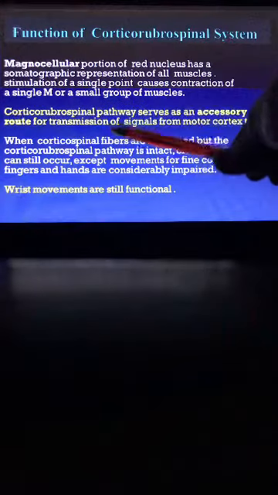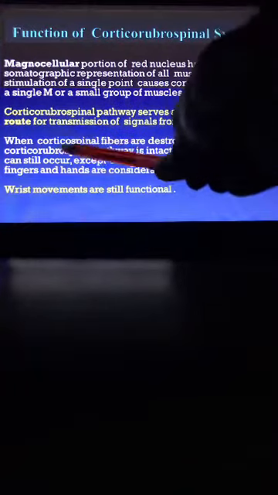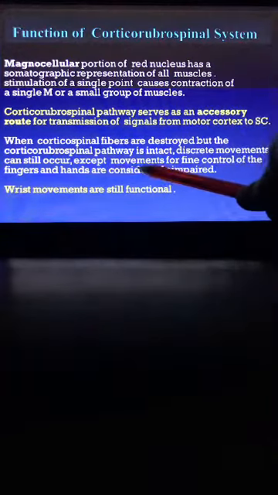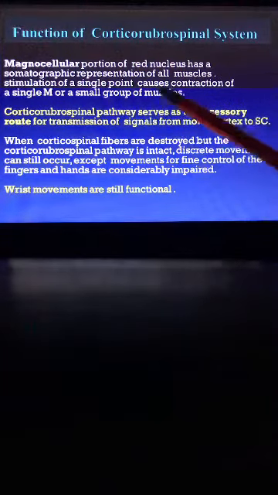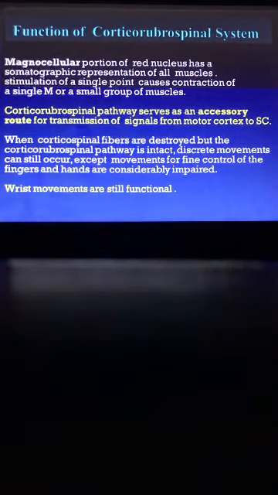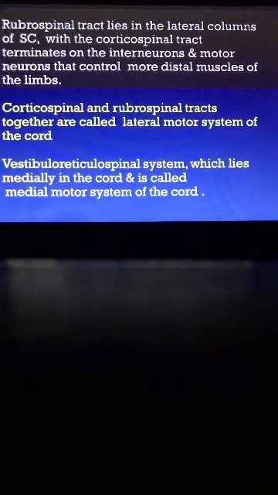إصابة عندنا فقط بالcorticospinal، أما الcorticorubrospinal normal ما مصابة. There is discrete movements، ممكن تحصل discrete movements، أما fine movements ما راح تكون موجودة. الريست movement ممكن نلقاها إذا كانت الcorticorubrospinal intact. Rubrospinal tract lies in the lateral columns of the spinal cord with the corticospinal tract, terminates on the interneurons and motor neurons، ومسؤول أيضا عن more distal muscles of the limbs.